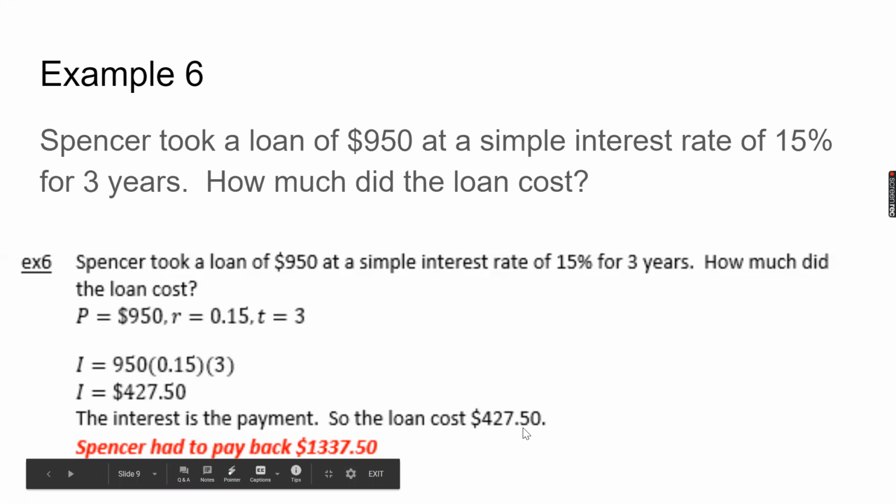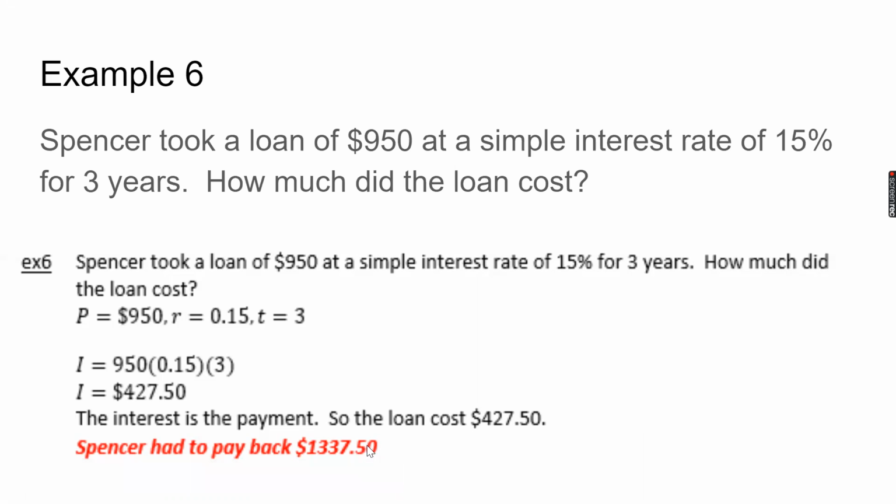So in total, Spencer had to pay back $1,337.50 because he had to pay back the amount that he took for the loan, and he had to pay back the interest payment.